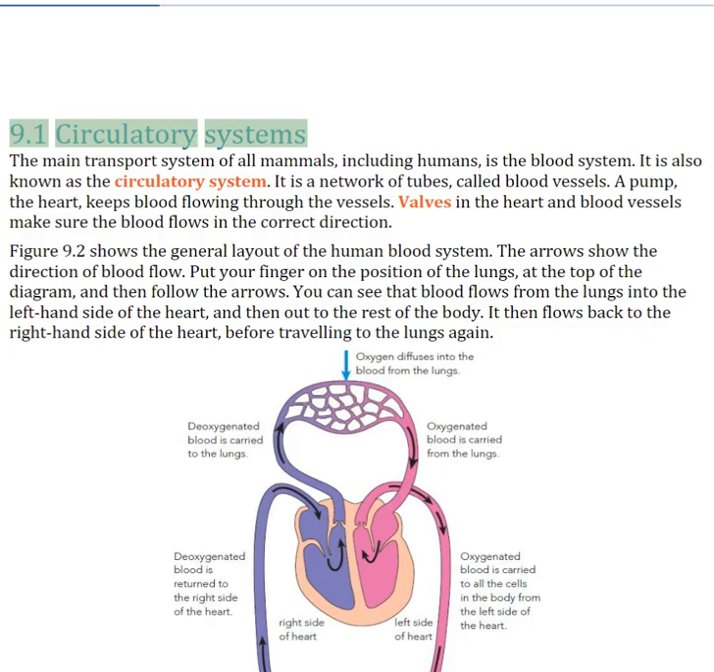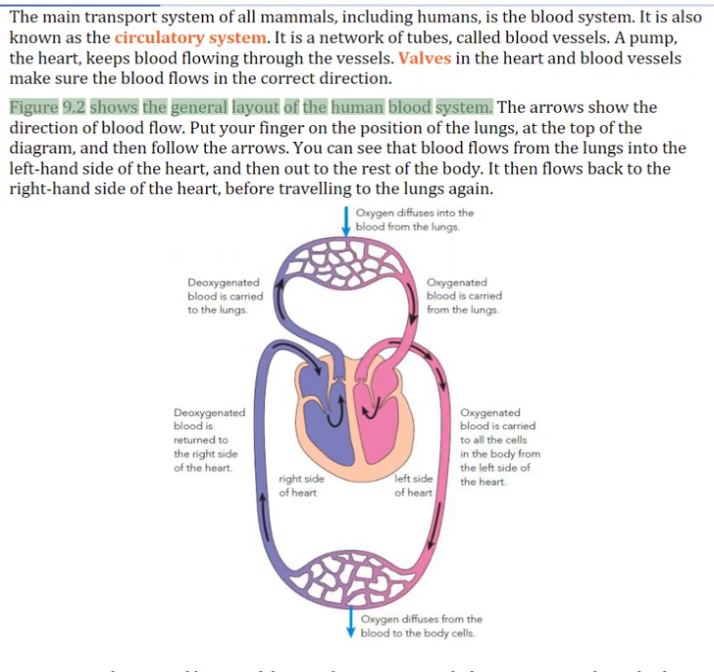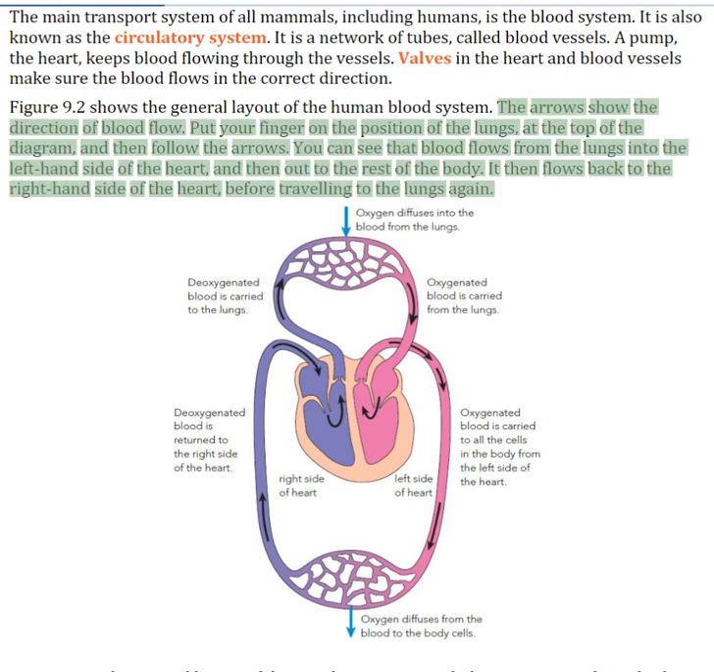9.1. Circulatory systems. The main transport system of all mammals, including humans, is the blood system. It is also known as the circulatory system. It is a network of tubes, called blood vessels. A pump, the heart, keeps blood flowing through the vessels. Valves in the heart and blood vessels make sure the blood flows in the correct direction. Figure 9.2 shows the general layout of the human blood system. The arrows show the direction of blood flow.